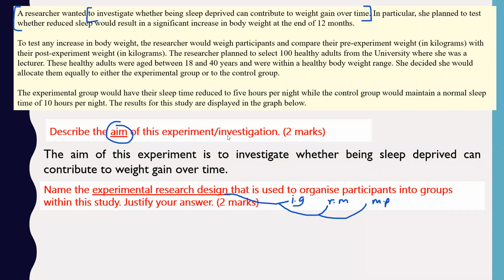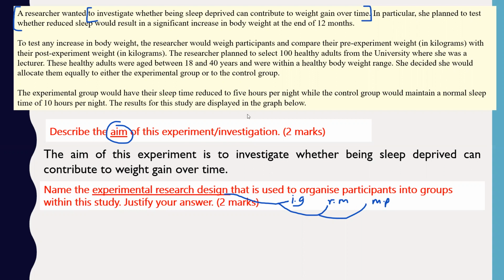Okay, so when we're looking at the aim of the study, like I said before, the aim of the experiment is always given in the first sentence or the first few sentences of the research scenario. In this case, if you see the words "to investigate" something, that's the surefire clue that that is where the aim is indicated. So I've literally taken that information in brackets and put it into my aim there. The aim of this experiment is to investigate whether being sleep deprived can contribute to weight gain over time. So just looking at the effect of the IV on the DV there.